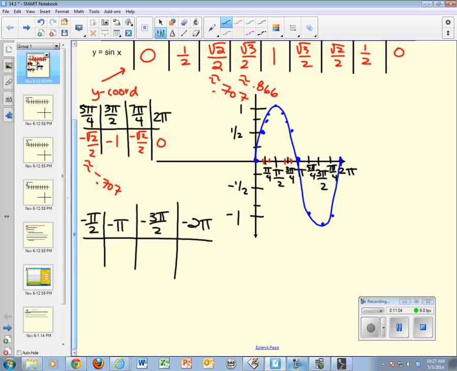Okay, find negative pi over 2 on your unit circle. Put your finger on it. Everybody do that so I know we're all at the same spot. So we should all be at the bottom, right? Because we're counting the opposite direction. So we have a y-coordinate there of -1, okay? Find negative pi. Put your finger on it. Now we should be on the left side, right? So you have a y-coordinate of 0. Keep going.